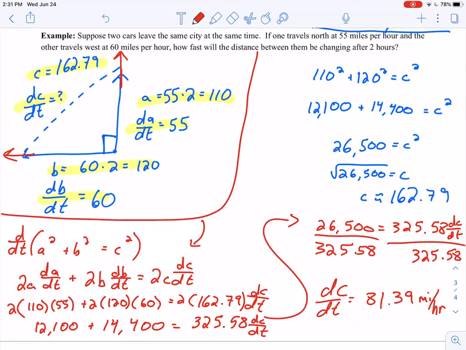So let's see what's happening to C. If I move those cars a little bit further, the red line that I've just drawn right here seems to be longer than that blue dashed line right there. So yes, it makes sense that we have a positive rate of change, because side C is getting longer as time progresses. So we have our related rates answer: dC over dt is 81.39 miles per hour.